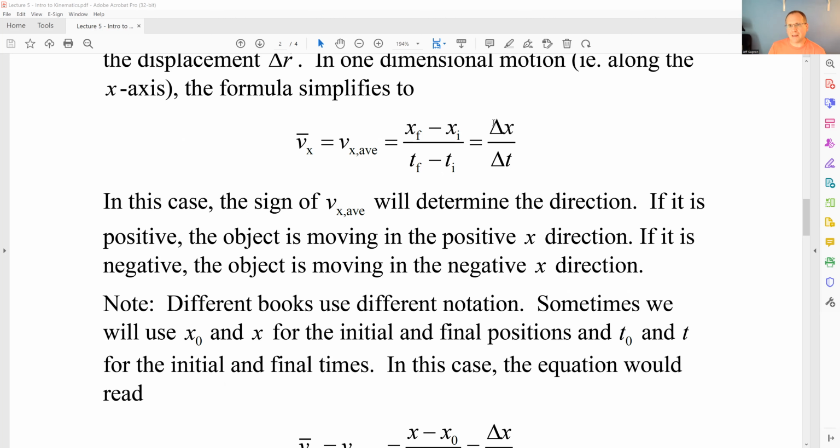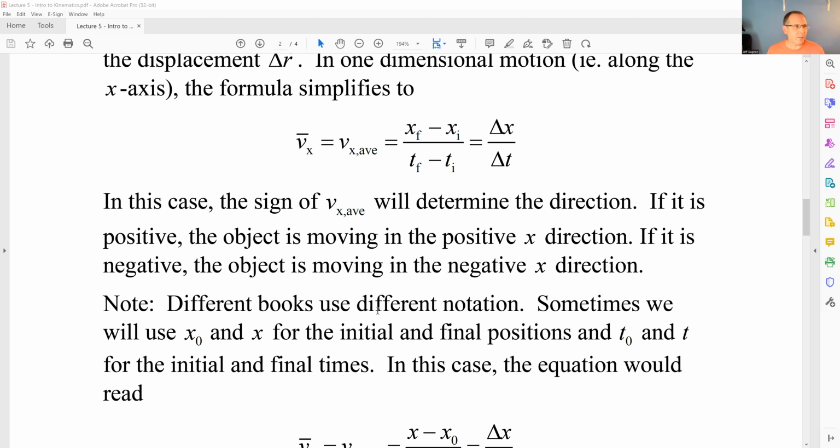And remember, delta x is either going to be positive or negative, so that tells you the direction. So the average velocity is either going to be positive or negative, and that'll tell you the direction. If it's positive, that means the object is moving in the positive x direction, usually towards the right if we draw our axes like we normally do. So you could say forward or positive x direction. And if the average velocity is negative, then that means the object is moving in the negative x direction, or backwards, or to the left.